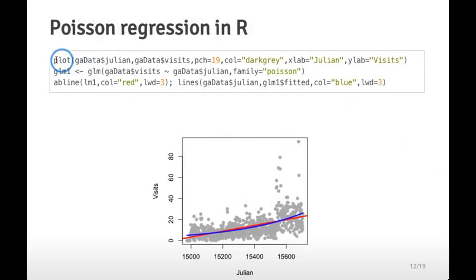And so again, we can plot the data. We can plot the Julian day on the x-axis and the number of visits on the y-axis. And now we can fit a GLM object.